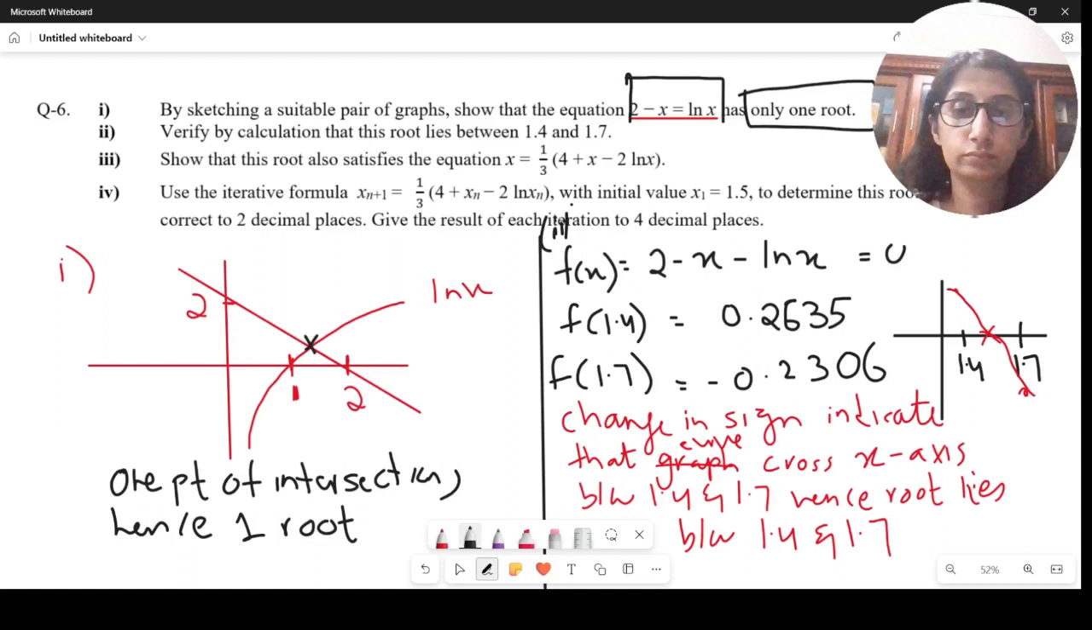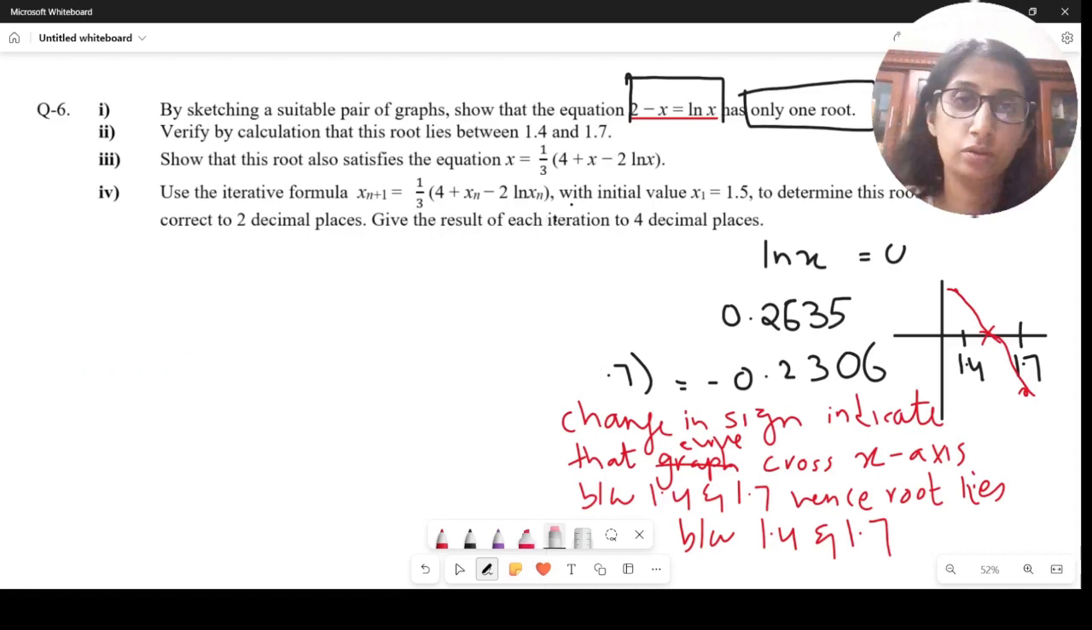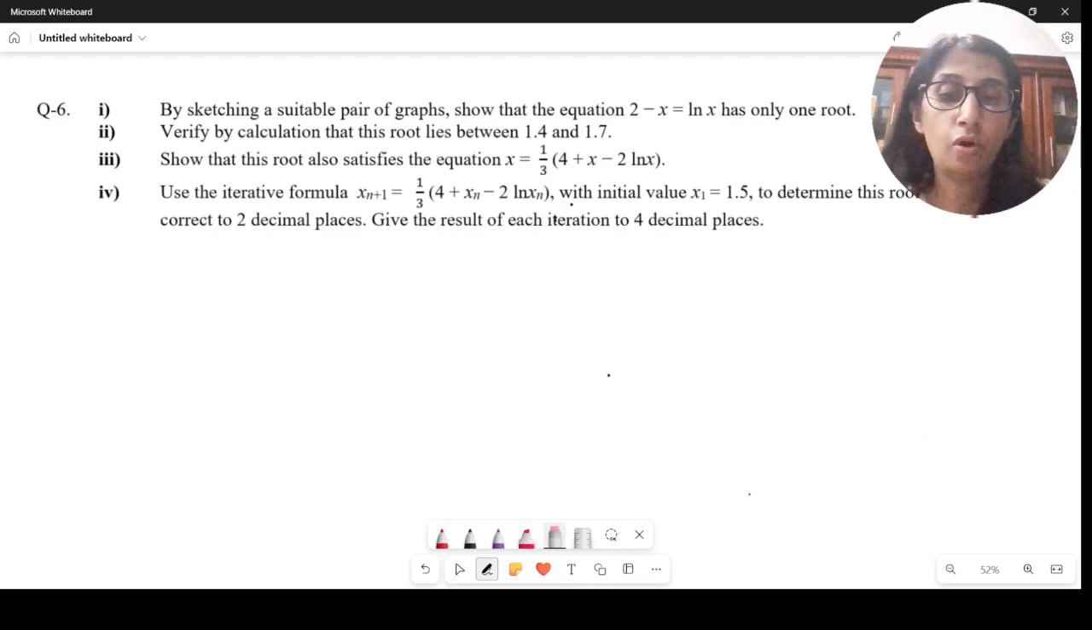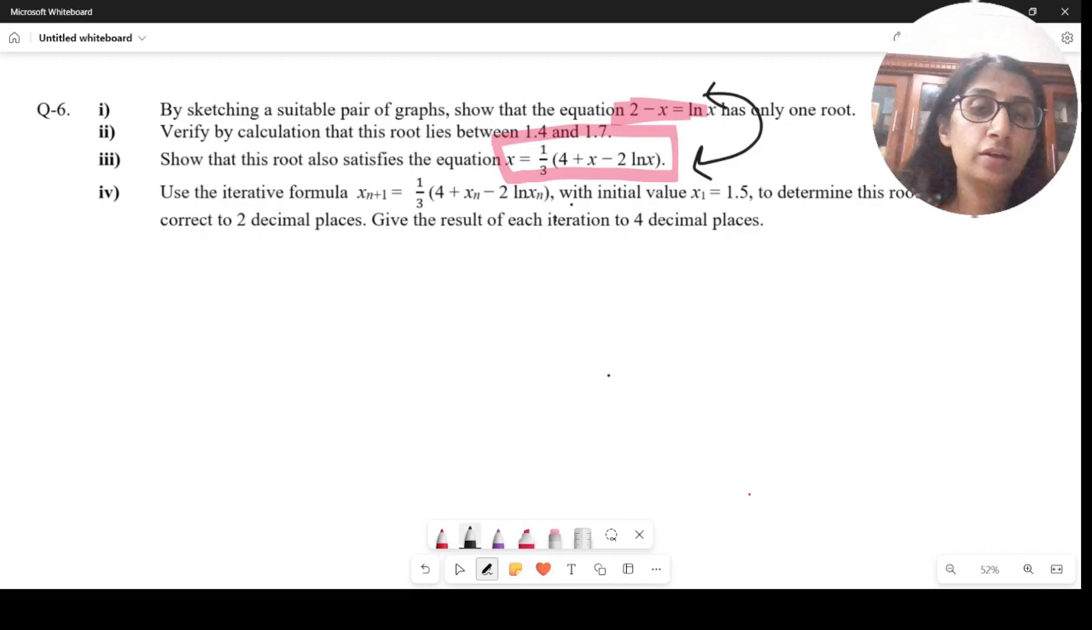So the next part is, show that this root also satisfies this equation. The root we have just shown lies between 1.4 and 1.7 is the root of this equation. Part 3 says, show that the root also satisfies this equation. That means these two must be equivalent equations. So you can rearrange one and get the other one.